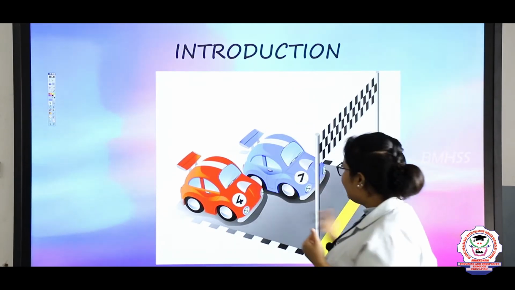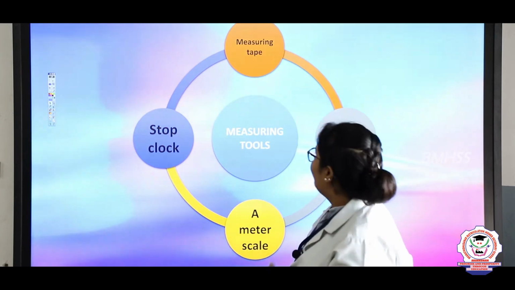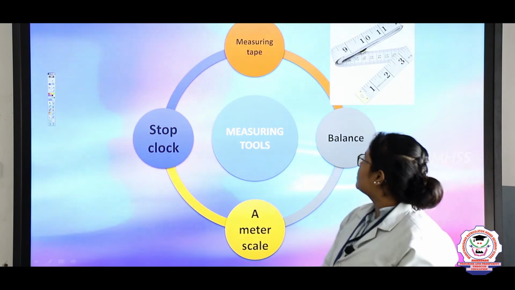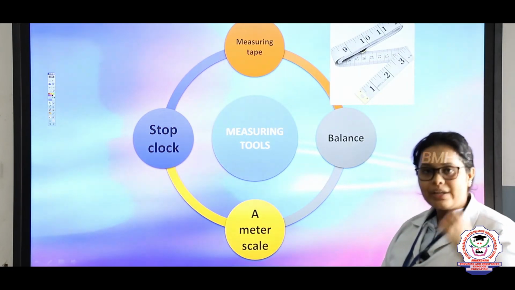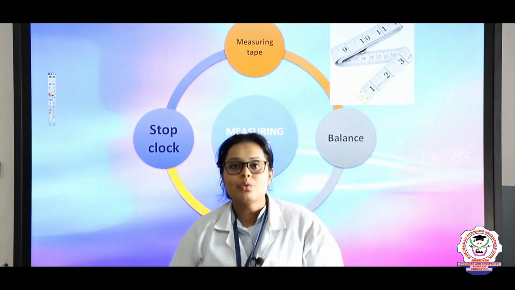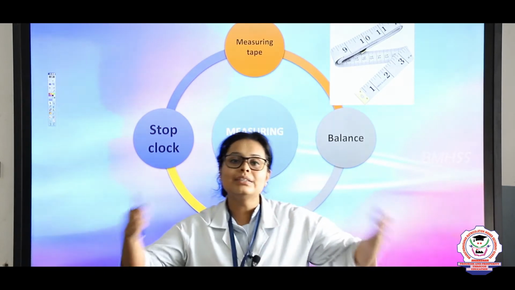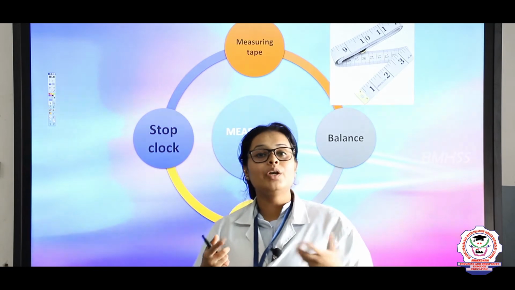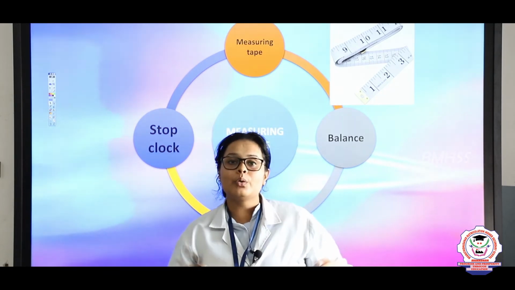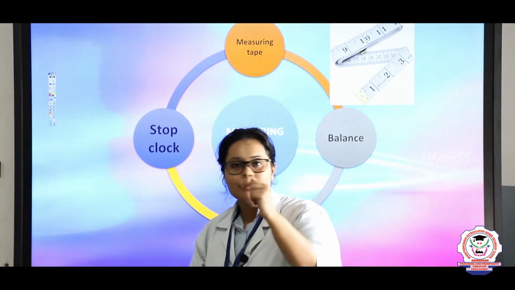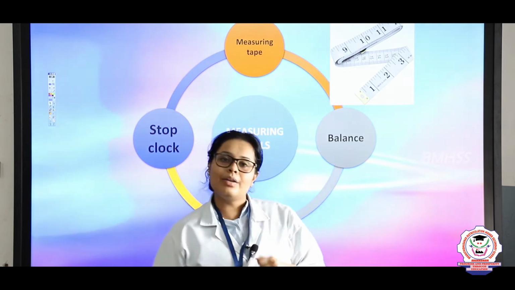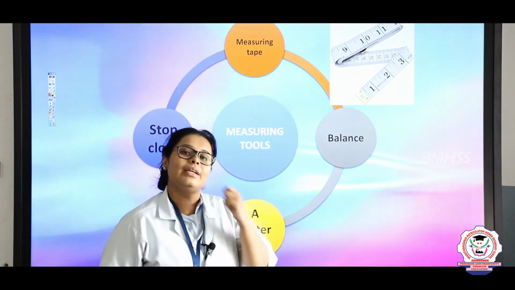Now let's see what the measuring tools are. First, the measuring tool is the measuring tape. So what is a measuring tape, children? This is a measuring tape. This tape can be used to measure how much of something you want to know. For example, you are going to a cloth shop. Now, in this cloth shop, for example, you need 1 meter. So 1 meter can be measured using a measuring tape.